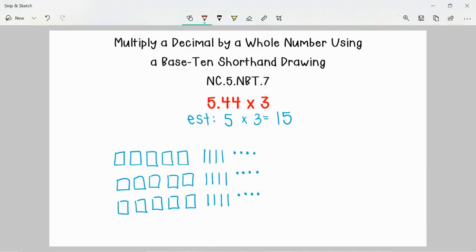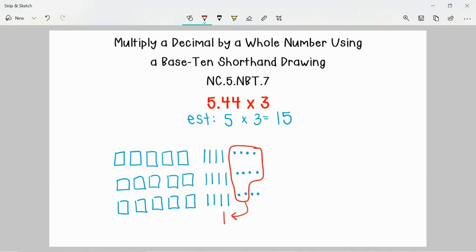Now, in order for us to see the product, we're going to need to see if we can do any regrouping. And so we're going to start in the hundredths. Here I see that I have 4 hundredths 3 times. So that is a total of 12 hundredths. And I know that 10 hundredths makes 1 tenth. So I'm going to go ahead and take 10 of these hundredths, and I'm going to regroup them for a new tenth.